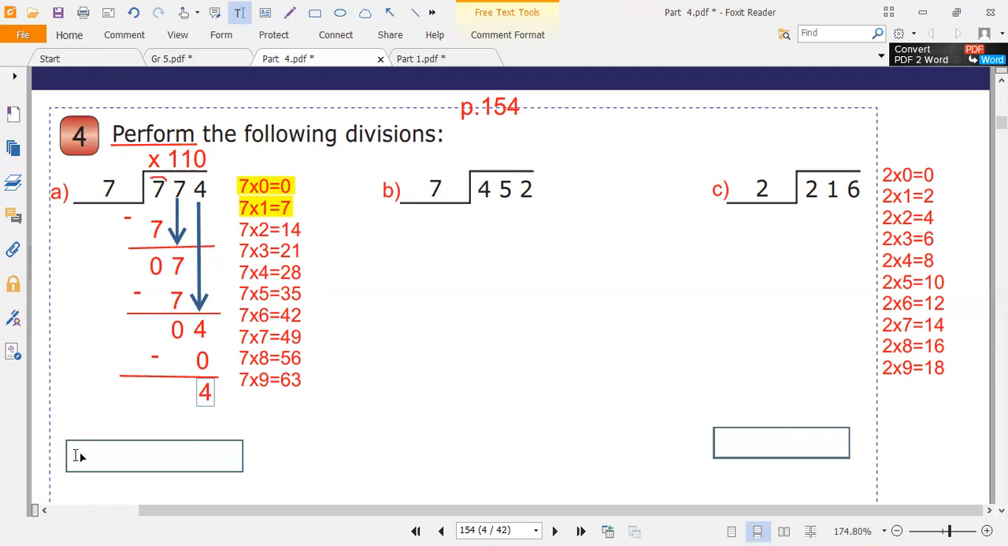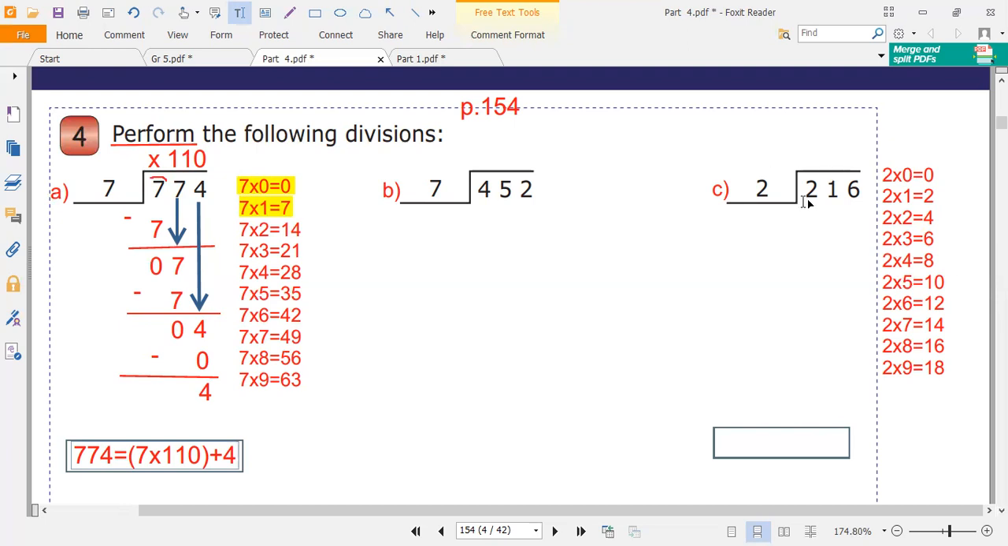Now let's try the equation writing. Dividend equal divisor times quotient between parentheses plus remainder. So it is 7 times 110 plus 4.